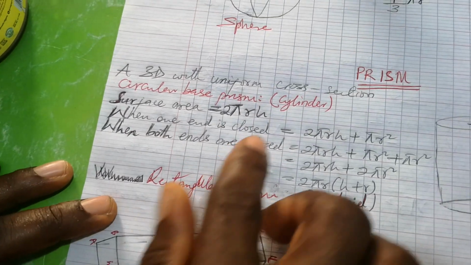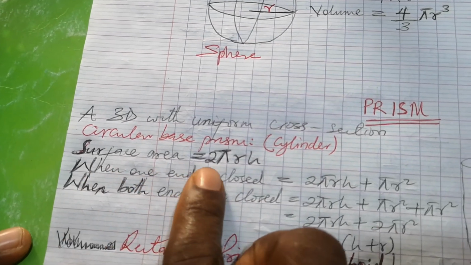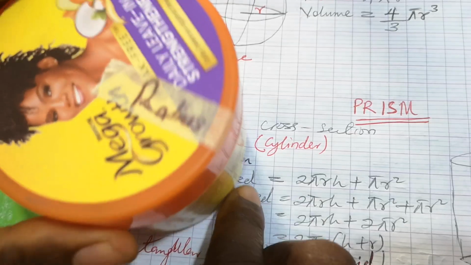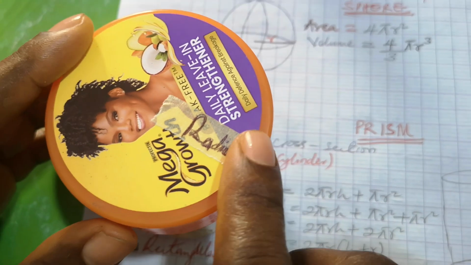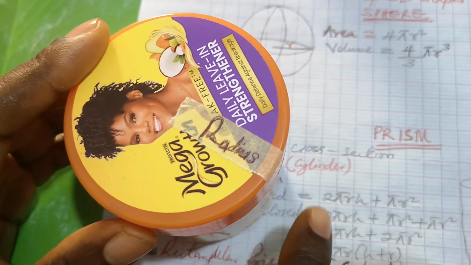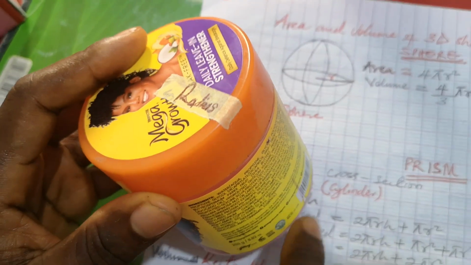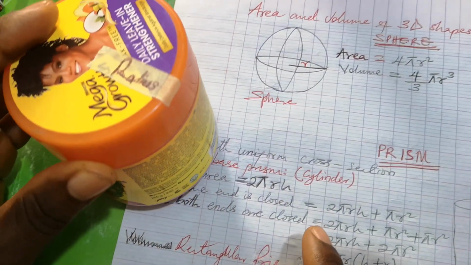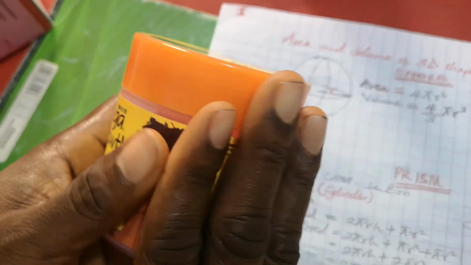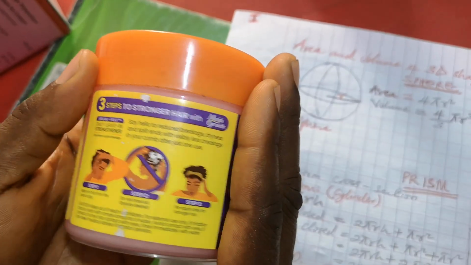Now, let's go to a cylinder. Now, surface area of a cylinder is 2 pi r h. h is the height of the cylinder. So the height is the distance from the top to the ground or to the floor. So distance from here to here is the height of the prism. That is it. Okay, so now what we normally call surface area is just here. This place I'm just touching is the surface area.